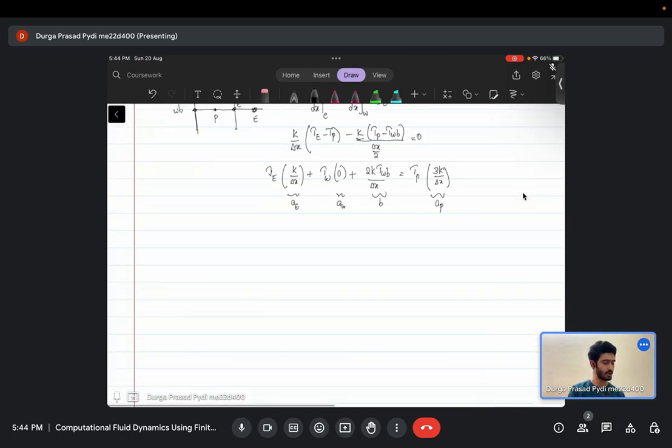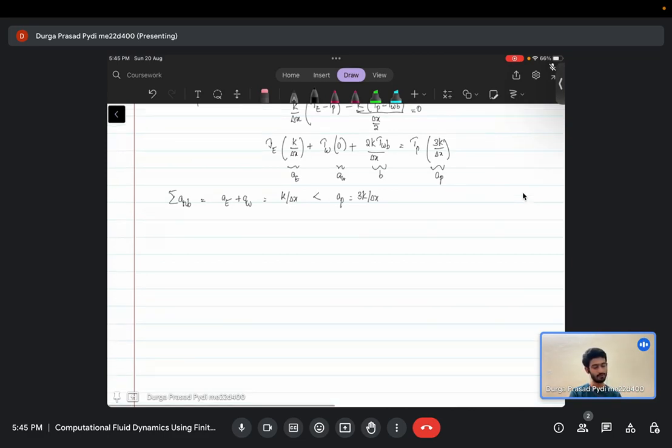Now if you try to apply the Scarborough criteria, what do we get? If you just take sigma of a_nb, that is east plus west, we don't have a west term, we just have an east term, so this is k over delta x. Now the value of A_P is 3k over delta x, so sigma of a_nb is less than A_P, and the inequality constraint is satisfied here. So if you have at least one Dirichlet condition, then the inequality condition will be satisfied, and this will ensure your convergence.